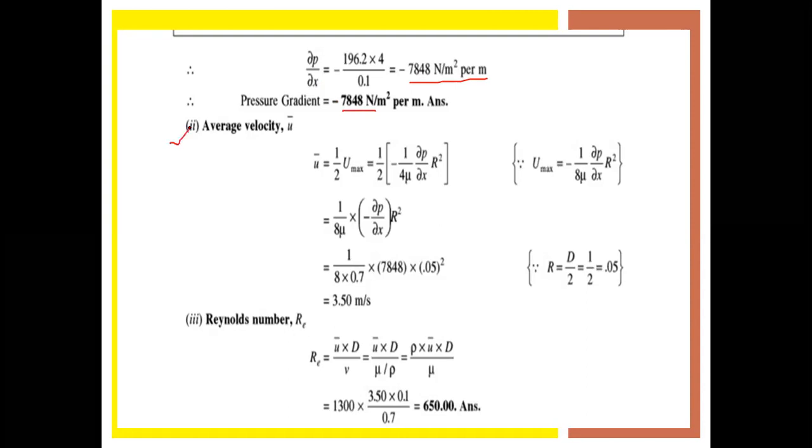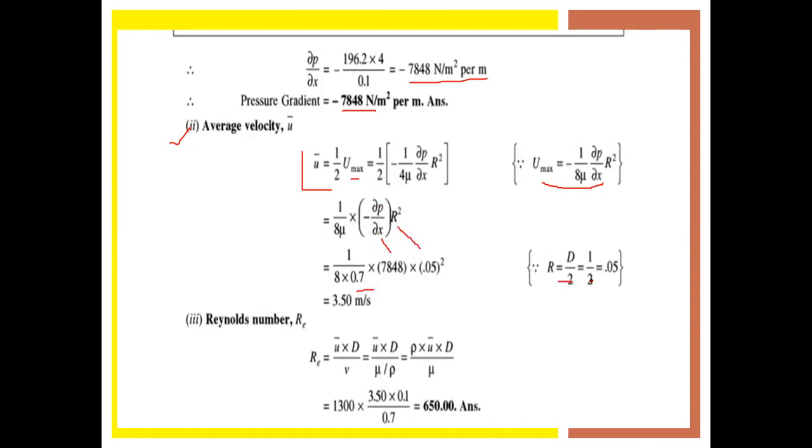Next, what is the second one? Average velocity. The average velocity formula, this one. Average velocity u bar is equal to half u max. Then half u max, and u max is equal to 1 by 4 mu into minus dou p by dou x r square. This is a formula. Okay. Now 1 by 8 mu into minus dou p by dou x r square. Therefore 1 by 8 mu వచ్చేసి ఆల్రెడీ మనం చేసాం 0.7 అనే క్వశ్చన్‌లో. The pressure gradient రాస్తున్నాము into r square రాస్తున్నాం. So this is the pressure gradient, this is the r square. Okay na?